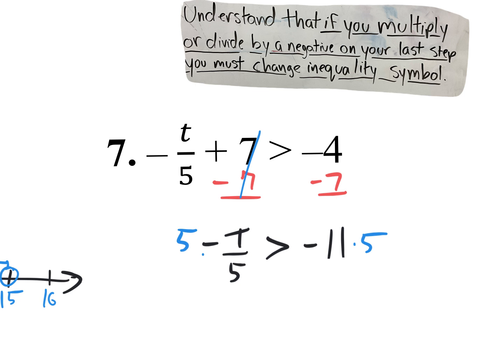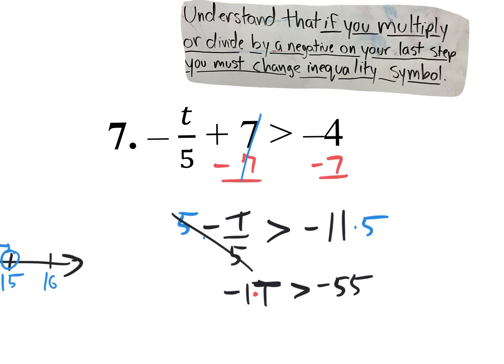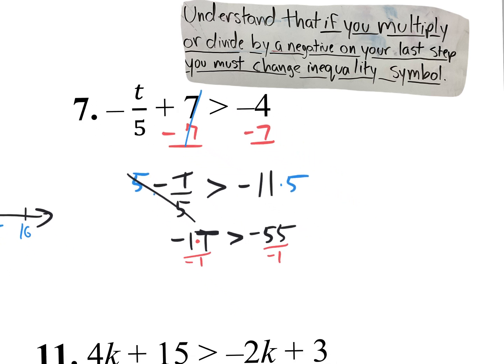And when you do to one side, do to the other. So the 5s cancel out. I now have a negative t, or a negative 1t, if you want to call it that, is greater than negative 55. Finally, I need to get rid of that negative sign by multiplying both sides by negative 1, or get rid of the negative 1 that's being multiplied by t right in front by dividing both sides by negative 1. And of course, we are either multiplying by negative 1 or dividing by negative 1. This is our last step, which means that we need to change the inequality symbol, okay?